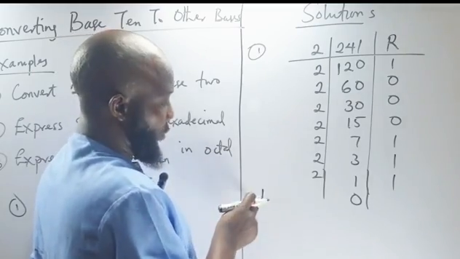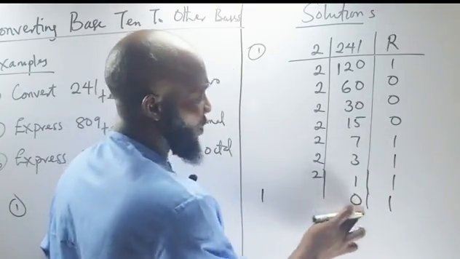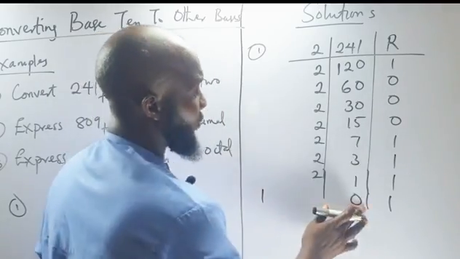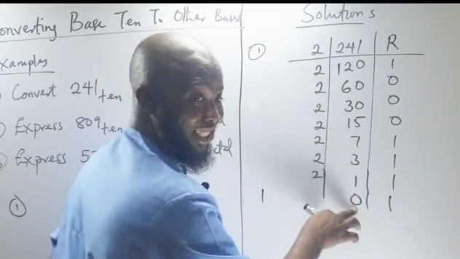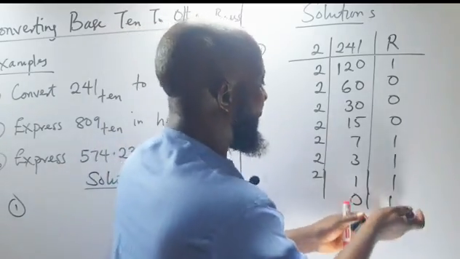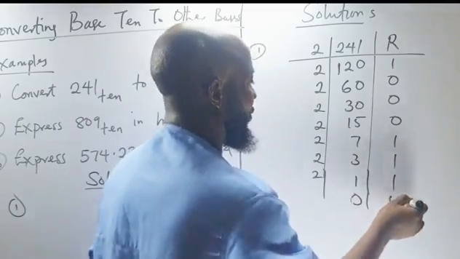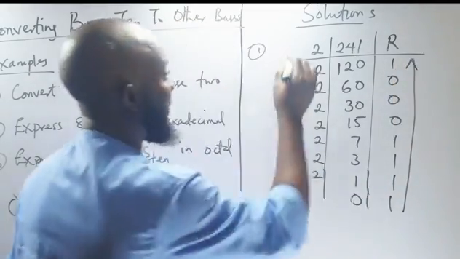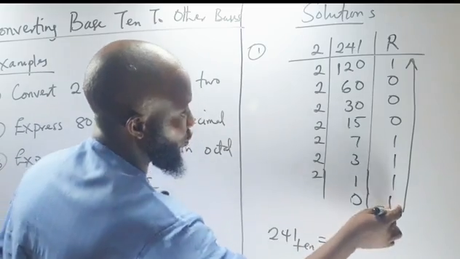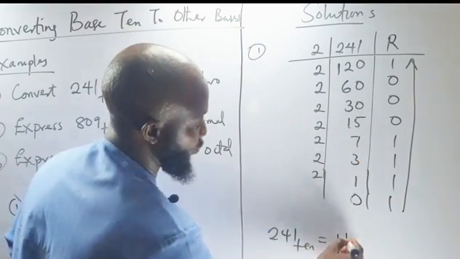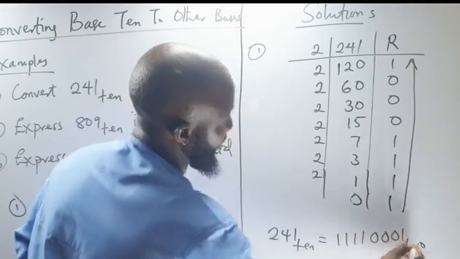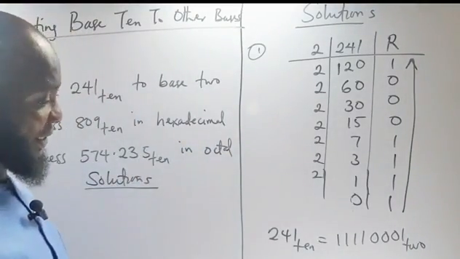So what do we have left? 1. When you get to the last stage, if what you have under this column is 0, that's where you stop. When you still have a number, you continue until you get to 0. Our answer is written from the bottom, from the last digit, upward. So 241 base 10 is equal to 11110001 base 2. This will become our answer. I hope this is clear.